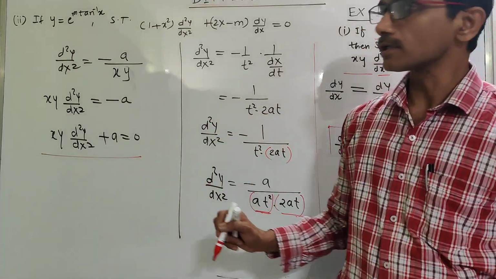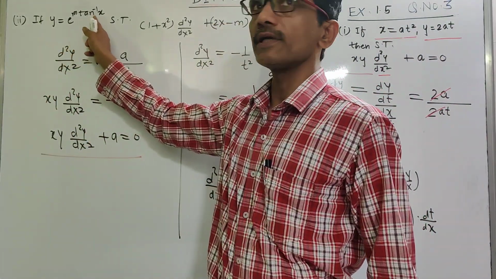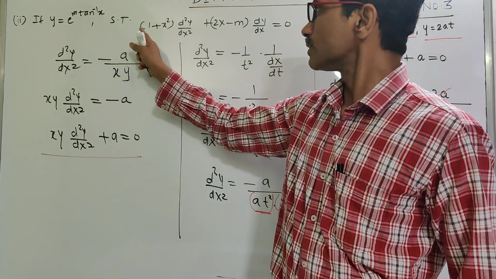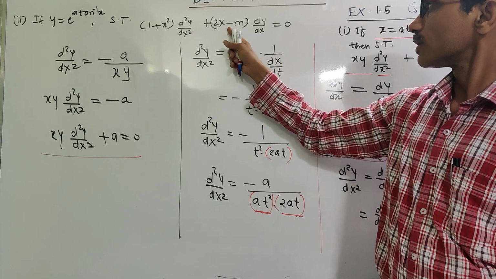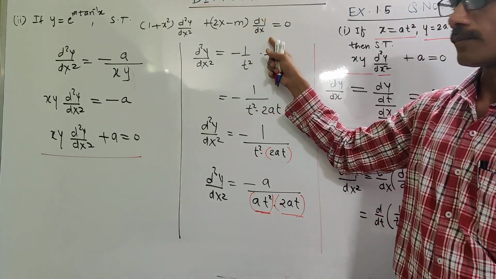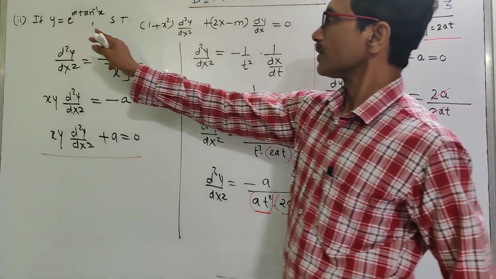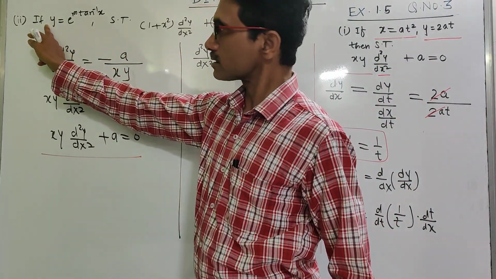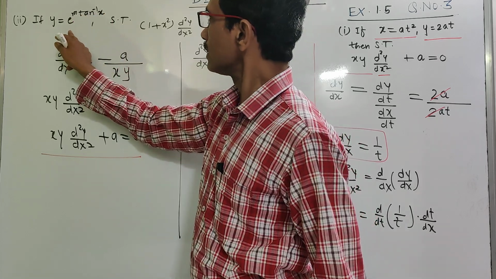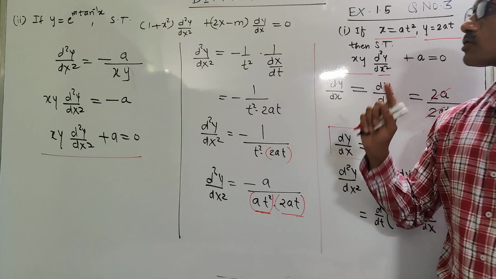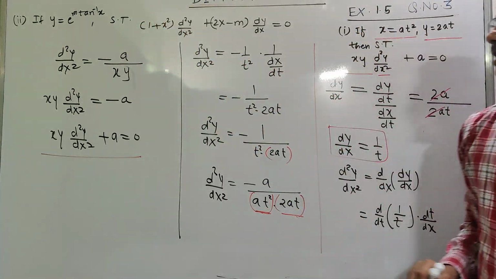Now what is the second sub question? y is equal to e raised to power m tan inverse of x, and show that 1 plus x square d square y by dx square plus 2x minus m dy by dx is equal to 0. So first we differentiate y with respect to x. y is e raised to power f of x. The derivative of e raised to power f of x is e raised to power f of x into f dash of x. So let us start the second sub question.